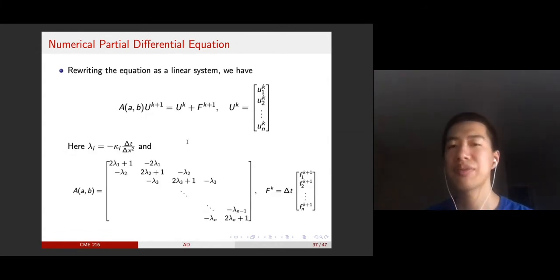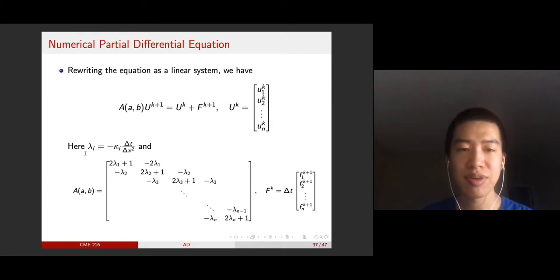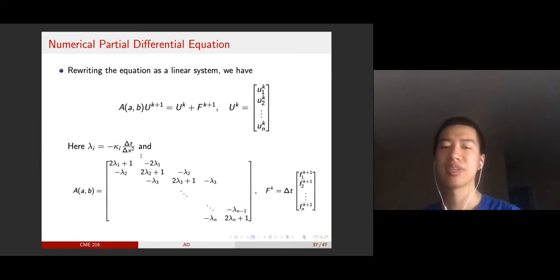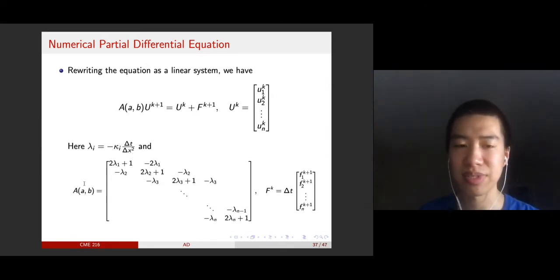Okay, so we can rewrite everything in a linear system where you have a matrix A times U. U is the vector of the solutions, and you just place U1, U2, up to Un as a vector, and you can write it in this very clean form. And you also have the lambda_i, and I think this is a typo here. This should be a plus sign. And you have this A, B, and also F_k, which is the source function.